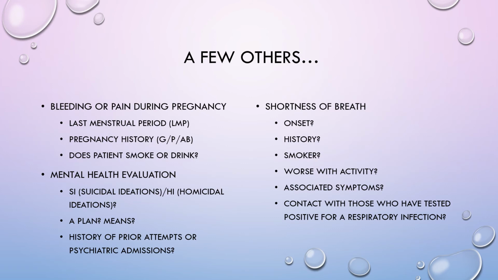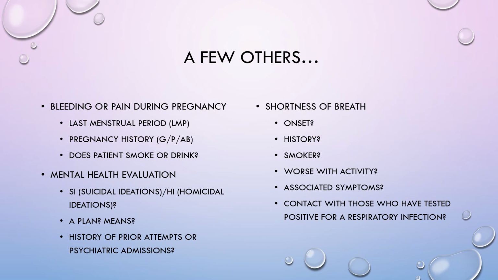A few other scenarios: bleeding or pain during pregnancy. When was the last menstrual period? Pregnancy history, so gravida, parity, and abortion. This is generally referring to spontaneous natural abortions or miscarriage, or medical or pharmacological abortions. Gravida is how many times the person's been pregnant, and parity is how many living children they have. Does the patient smoke or drink?